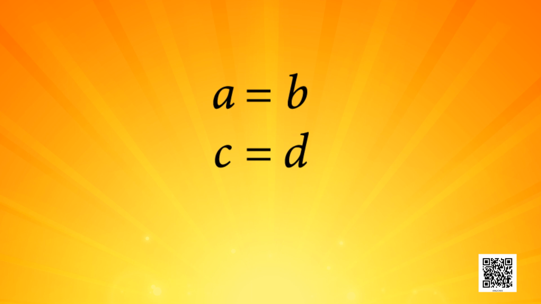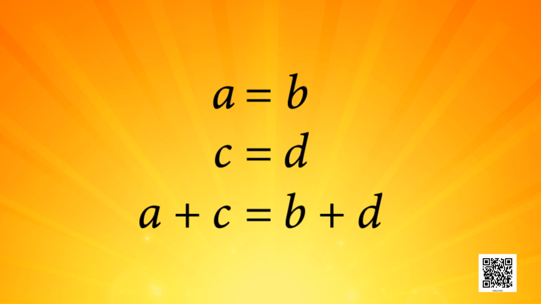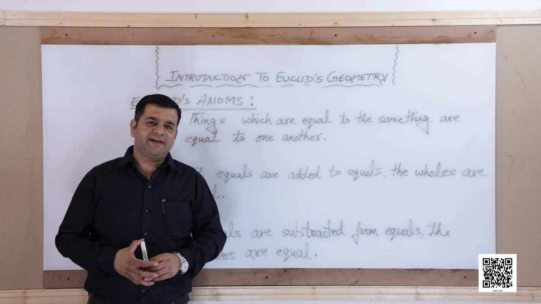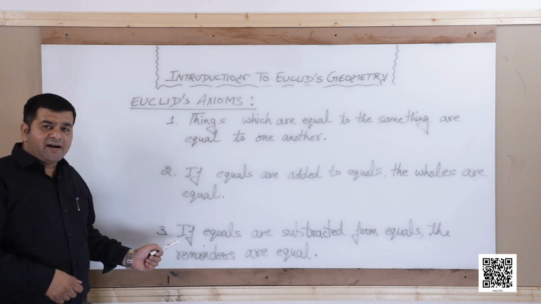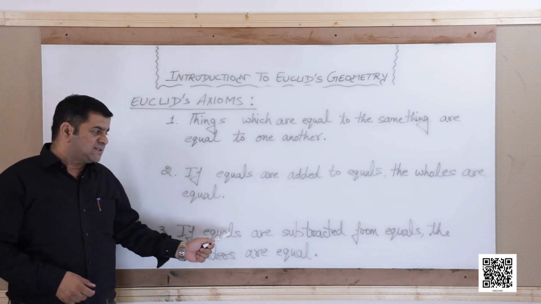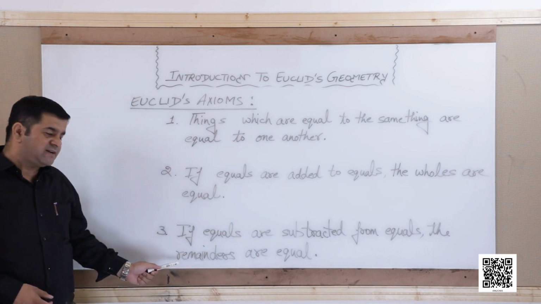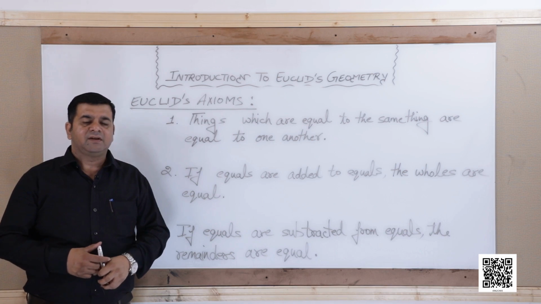Like if A equals B and C equals D, then A plus C will be equal to B plus D. Let's study Euclid's third axiom. Third is if equals are subtracted from equals, the remainders are equal.